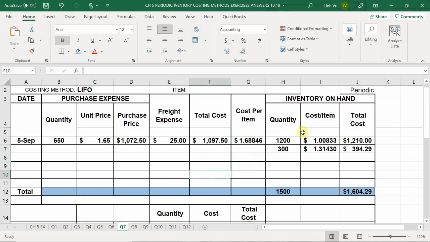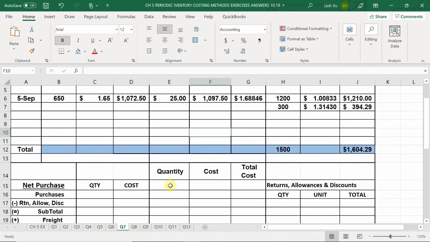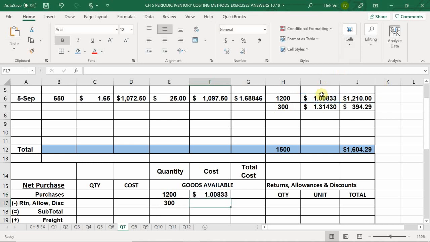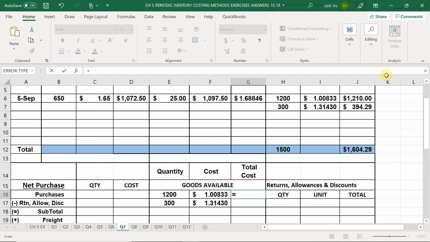Since I have my beginning inventory already here, I'm going to build my table down below for my goods available. In this case, I'm going to carry my values over once again. I have 1,200 units, and then I have 300 units at this cost, to get the total values of this.